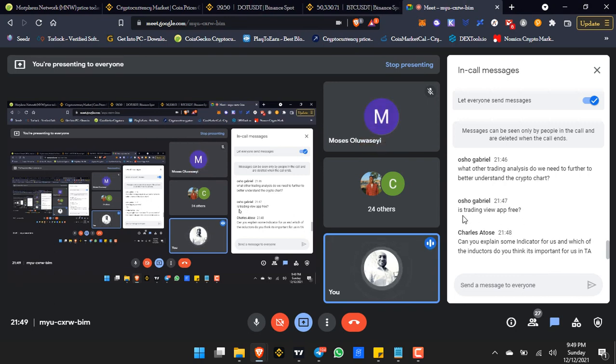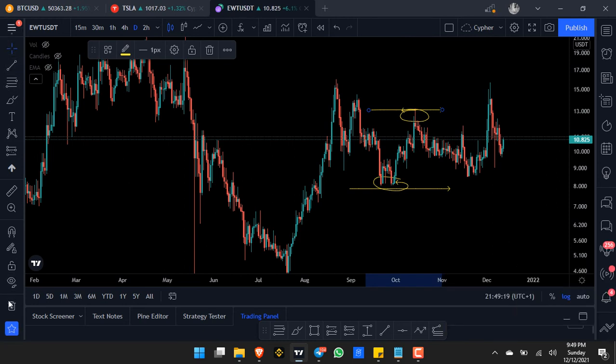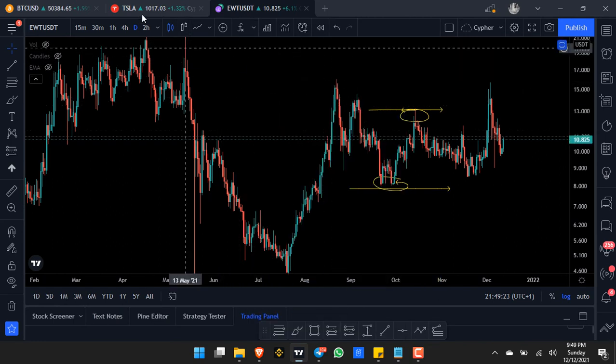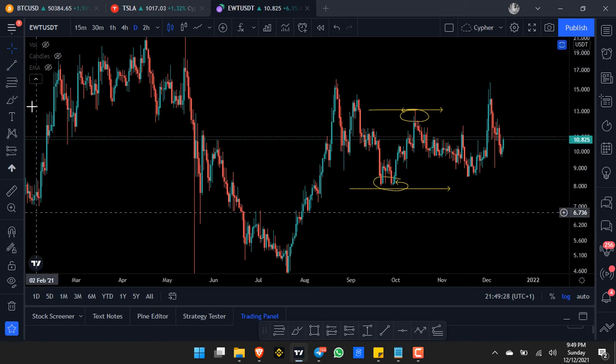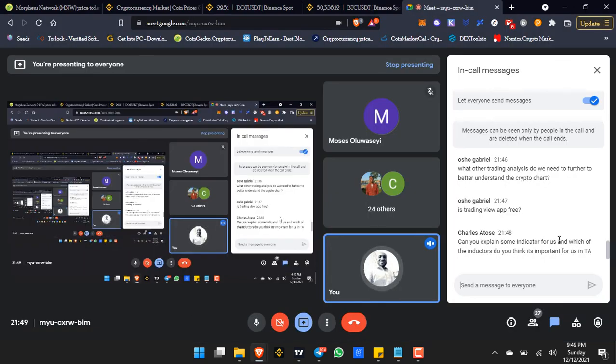So Gabriel, the app for TradingView is free to use, but there are limits to the things you can use. You can use all the tools here for free. But the indicators are paid for. So for now, you don't have any business with indicators. You are only using the tools that you have here. So yes, it is free to use. You can download it from Play Store.